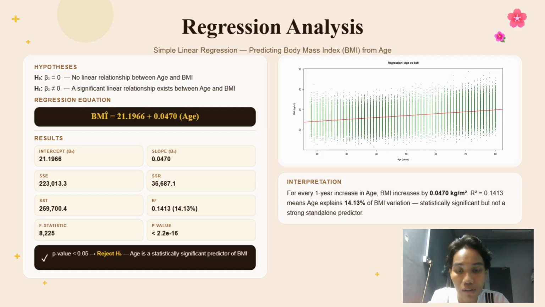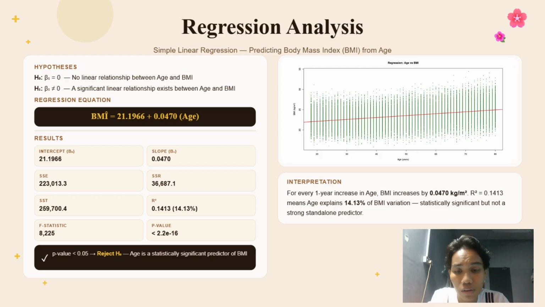After fitting the regression model on all 50,000 observations, we obtain the estimated regression equation: BMI equals 21.1966 plus 0.047 times age. This means that for every 1 year increase in age, BMI is estimated to increase by 0.047 kilogram per meter squared.